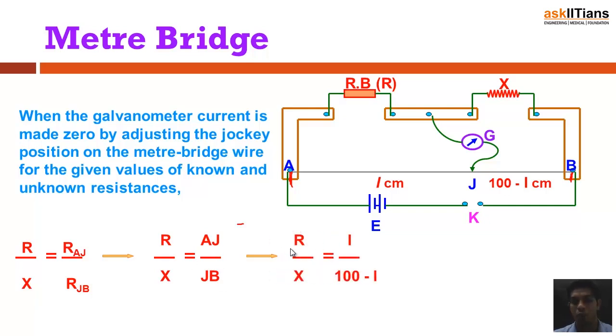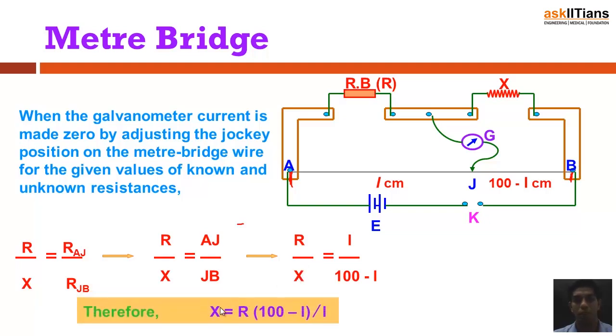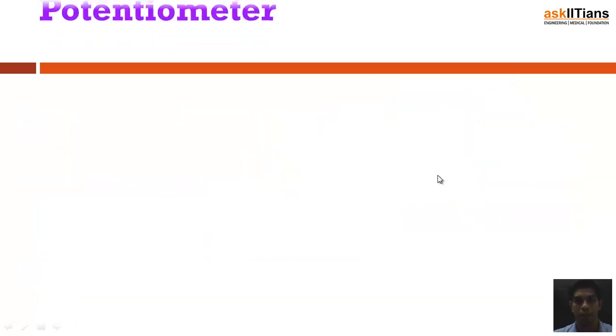So this is the known resistance. I can measure this length. I definitely know what this is. I can find out the value of X. So this is one of the beautiful applications of the Wheatstone bridge. Therefore, the unknown resistance comes out to be this. So with the use of a meter bridge, you can find out the unknown resistance quickly. You just need to measure the length and set the jockey to zero when moving it along the wire.